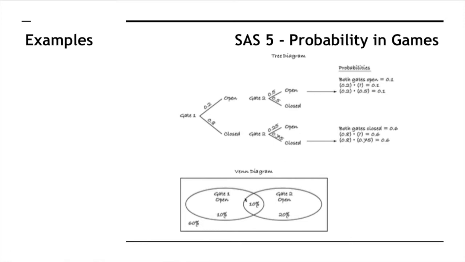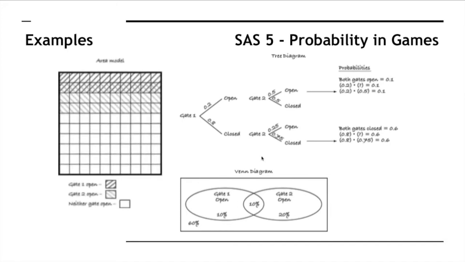Now, if we want to check and see if this is true, that 10% of the time both of them are open, or 20% of the time when gate 1 is closed, gate 2 is open. So 0.8 times 0.25 is 0.2. We know that because it's 1/3 of 0.75, and 0.8 times 0.75 is 0.6.